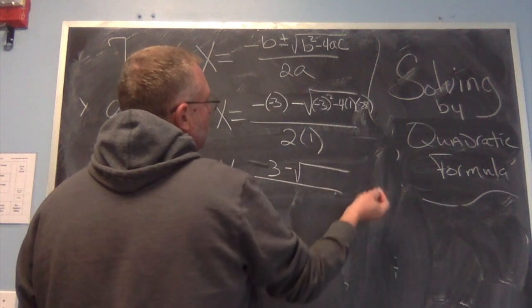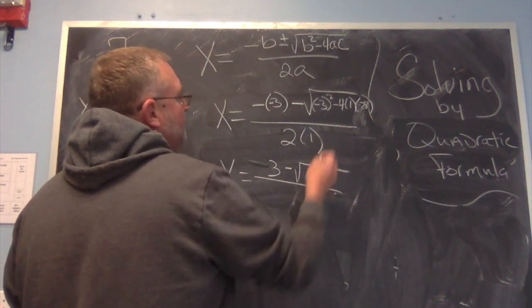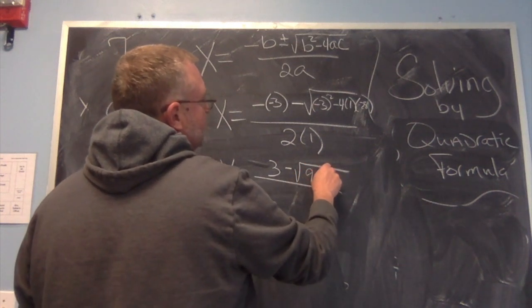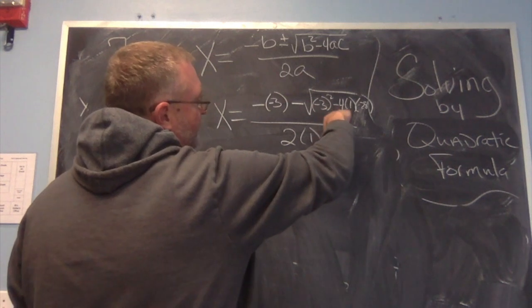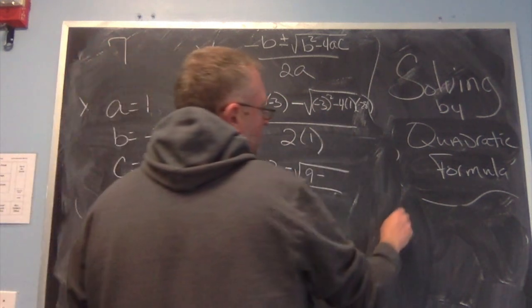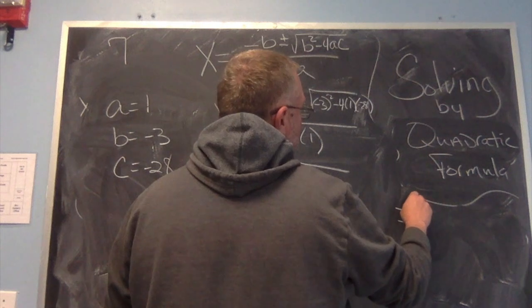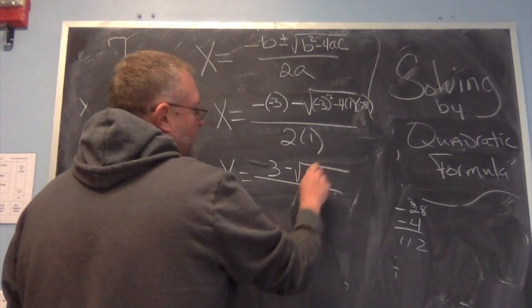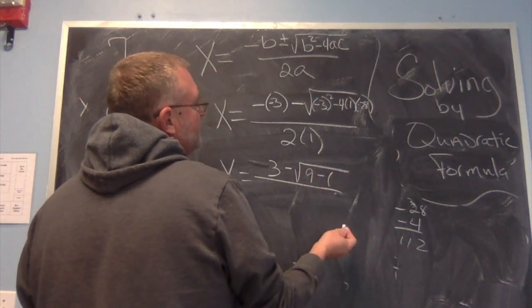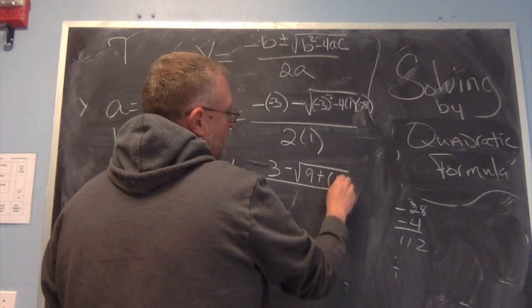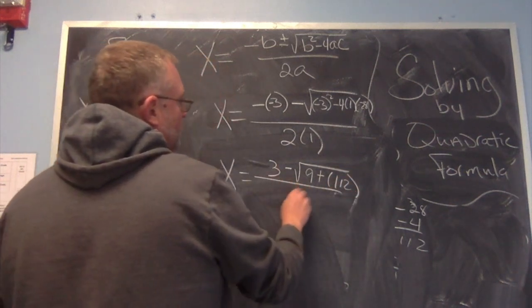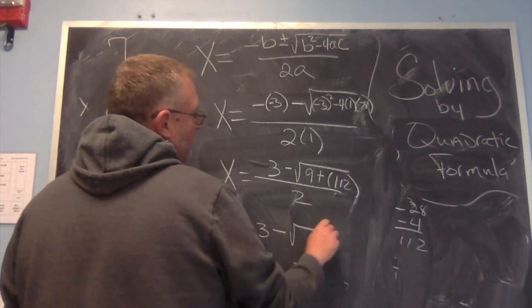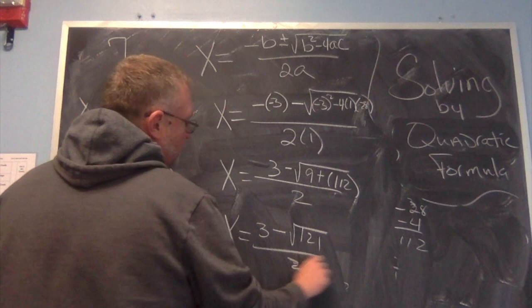Minus the square root of, all right, negative 3 squared is 9, minus, and we knew negative 4 times 1 is negative 4. Negative 4 times, I erased it. Negative 4 times negative 28 was 112. So minus a negative, plus 112 over 2. X equals 3 minus the square root of 121 over 2.